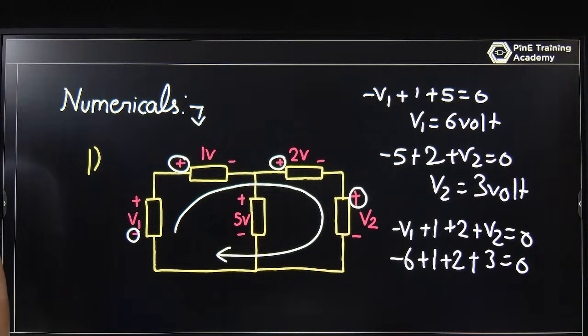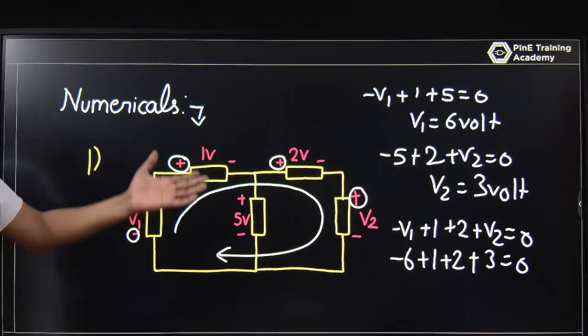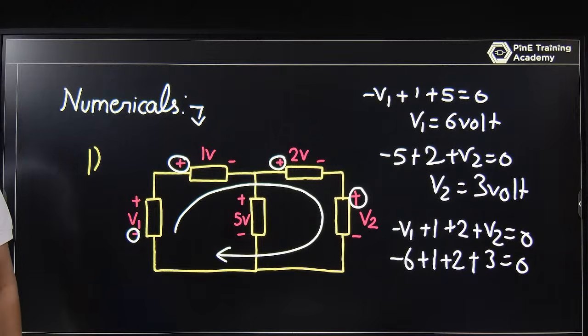So you can prove it. This is the correct answer. 3 plus 2 plus 1 is 6. 6 minus 6 is 0. So this is the way you can solve that basic KVL question.